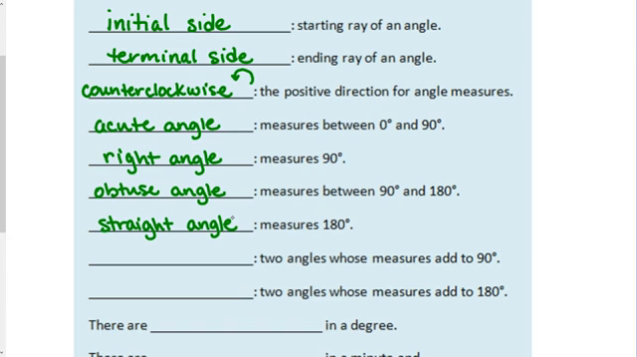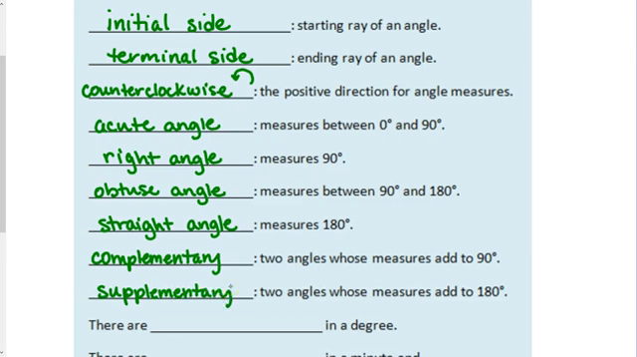Okay, here are a couple of other terms you learned in geometry. Complementary angles are two angles whose measures add to 90 degrees. We would say that the angles are complements of each other. And supplementary angles are two angles whose measures add to 180 degrees. So we would say the angles are supplements of each other.